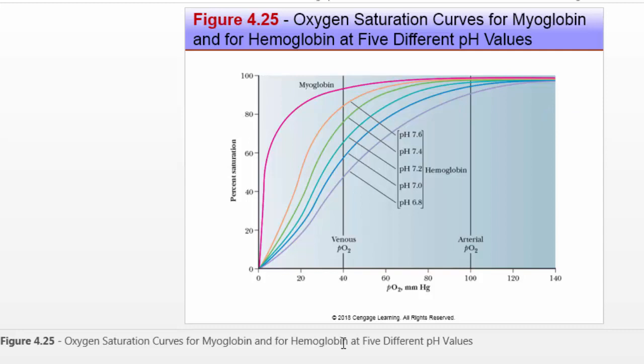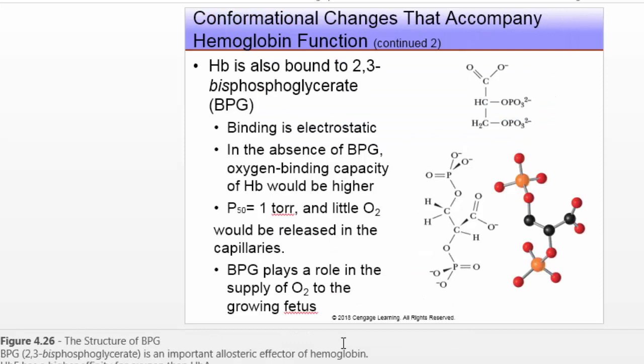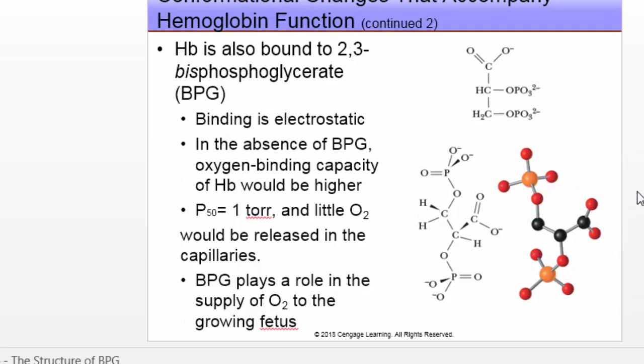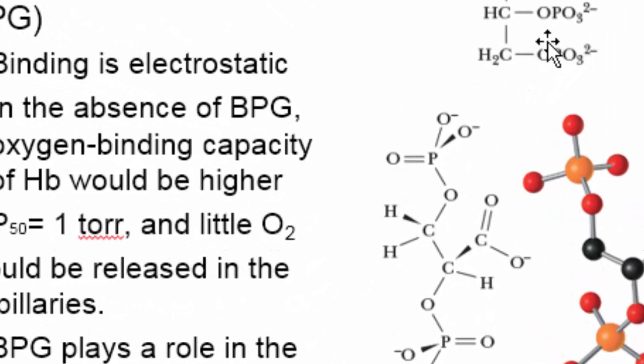Hemoglobin in blood is also bound to another ligand called 2,3-bisphosphoglycerate, BPG. The type of binding is electrostatic because this is a highly negatively charged small molecule. It will interact with the side chains of basic amino acids, so we expect the type of binding is electrostatic. Now, in the absence of BPG, oxygen binding capacity of hemoglobin would be higher, P50 equal 1 torr, and little oxygen would be released in the capillaries.